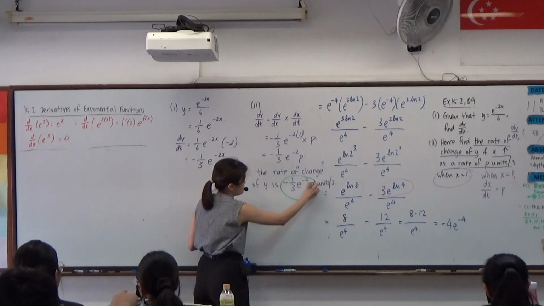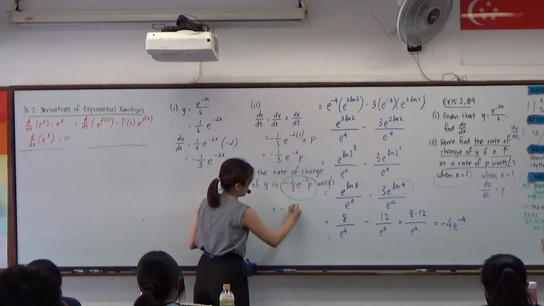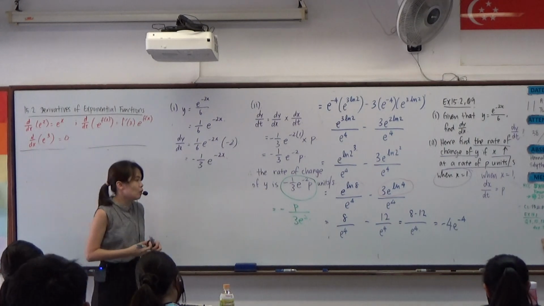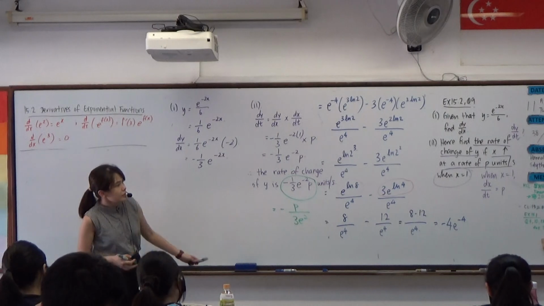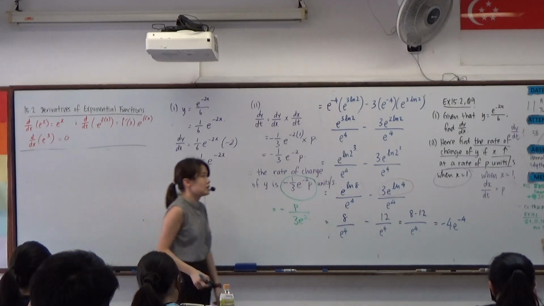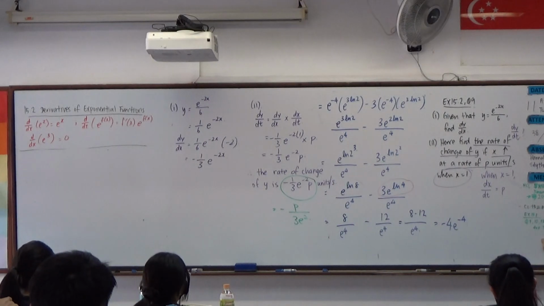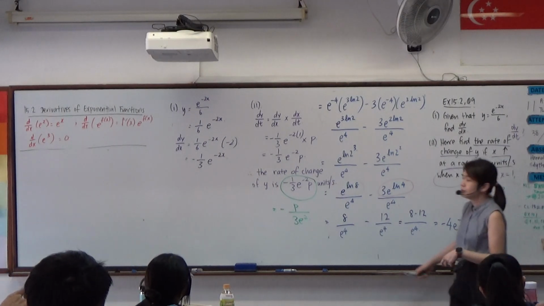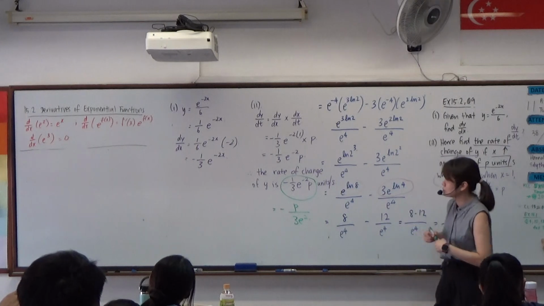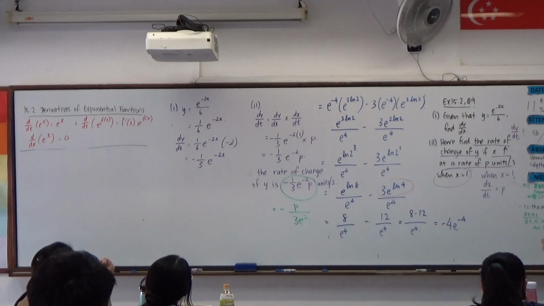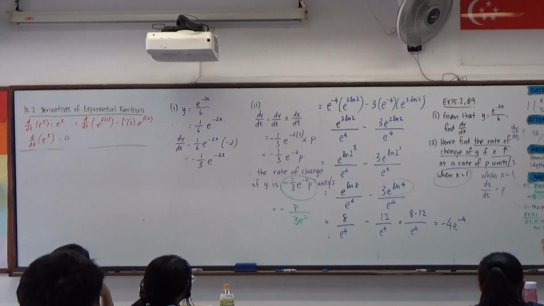Alternative way of writing this, you can write it as p over 3e squared. Take note that p is a number, a constant value, just that they don't give you the number, they use a letter to represent. Right? Questions?